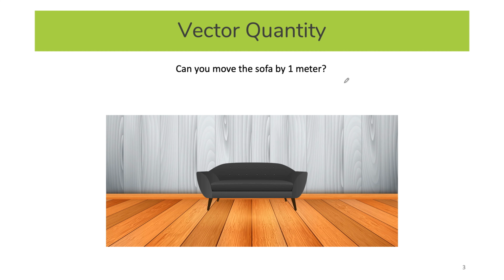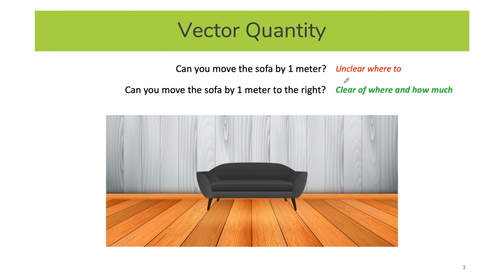Let's take a look at this example now. We are in a room and we see a sofa there. And I ask you, can you move the sofa by 1 meter? Naturally, you will ask me where I want it moved or in what direction I want it moved, because the question I ask you is unclear, right? But if I ask you, can you move the sofa by 1 meter to the right? It's completely clear of where and how much I want it moved.